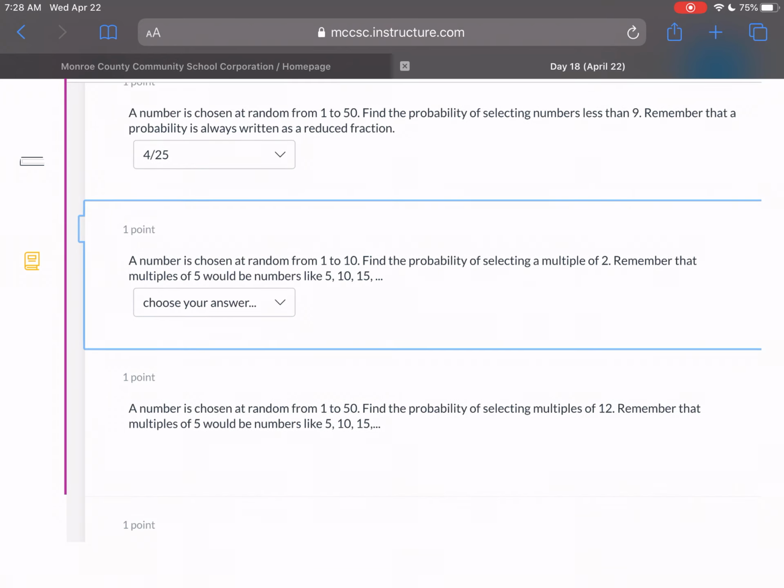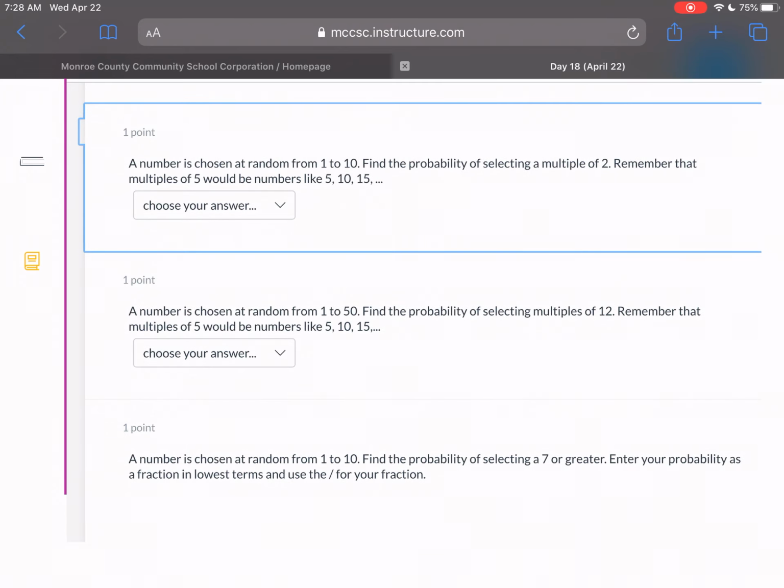All right, number 3. A number is chosen at random from 1 to 10. Find the probability of selecting a multiple of 2. So multiples is just skip counting by that number. I don't know why they needed to have a special name. Probably because multiple is like multiply, and it's really just when you multiply the numbers, you get these. But all it is is skip counting. So go back to 2nd grade where you skip counted, and that's it.